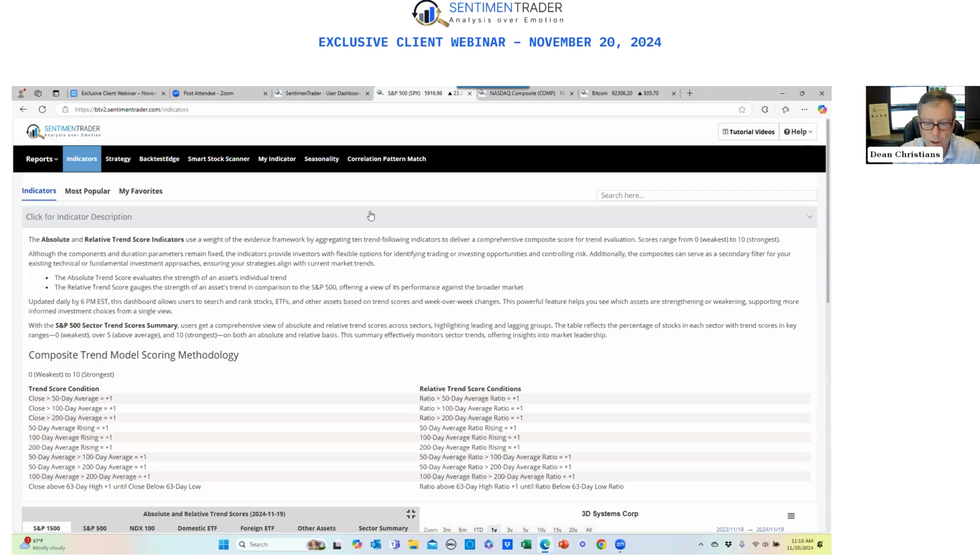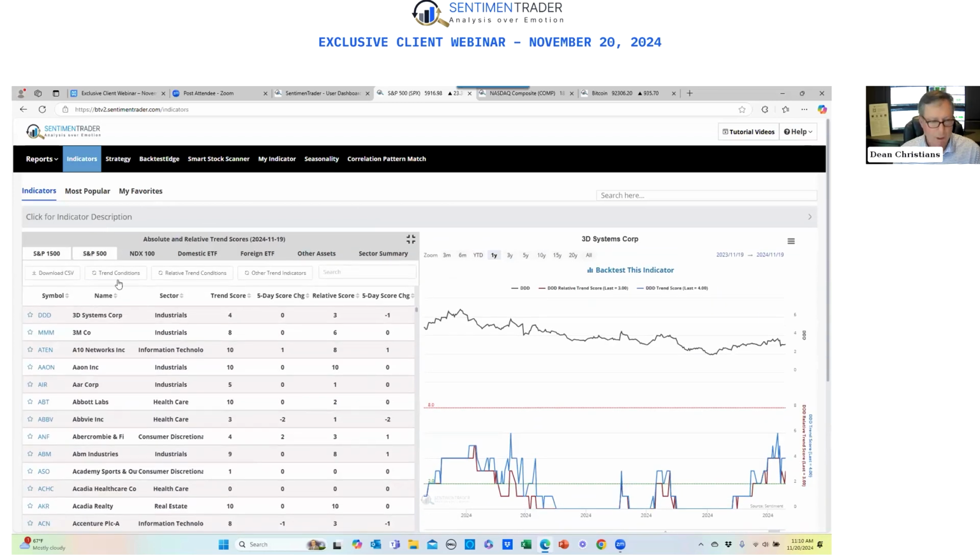And we score on a relative basis. Everything is scored relative to the S&P 500. That's the most widely followed benchmark in the world, and that's how we do it there. Okay, so let's go. All right, so when you come into this page, we have it organized by category, we have these folders.